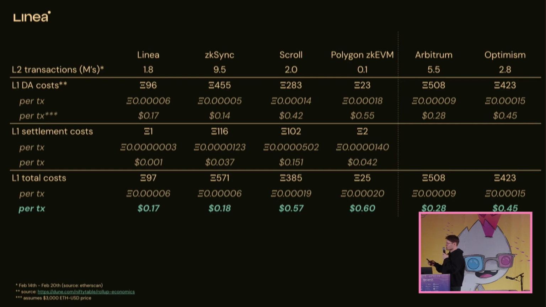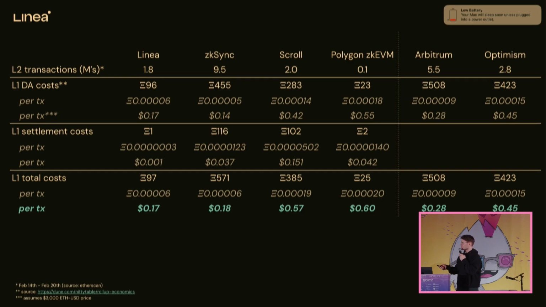So the settlement cost, which is only really for the zk rollups in this comparison table, you can see that per transaction now we have less than a cent, $0.001 per transaction. And that's because we're getting up to 45,000 transactions in a single proof. And that's 37 times cheaper than zkSync, 150 times cheaper than Scroll, just for the settlement costs. But the interesting part is that the data availability costs, which are the more significant part of the overall picture, they're also much lower due to the data compression.